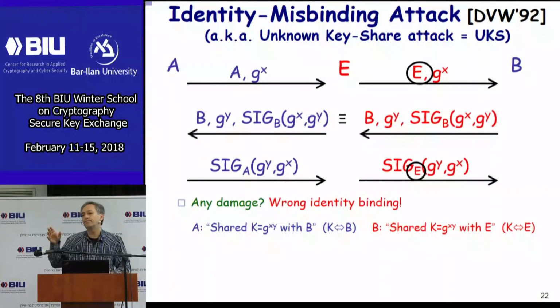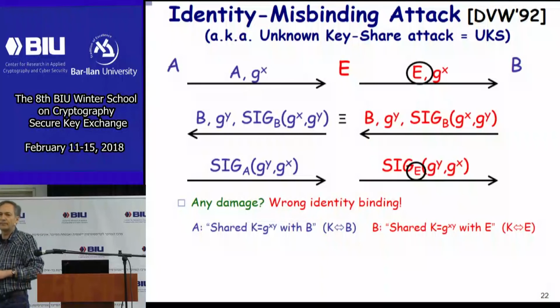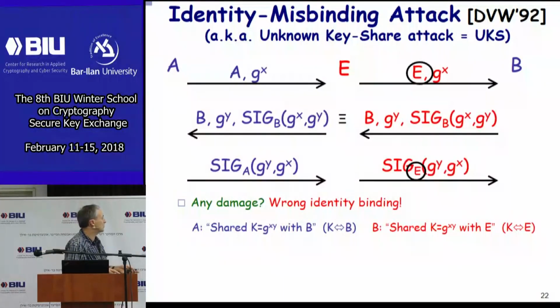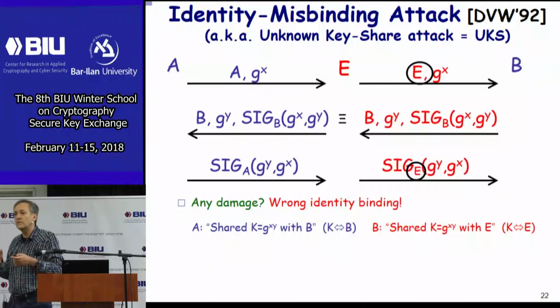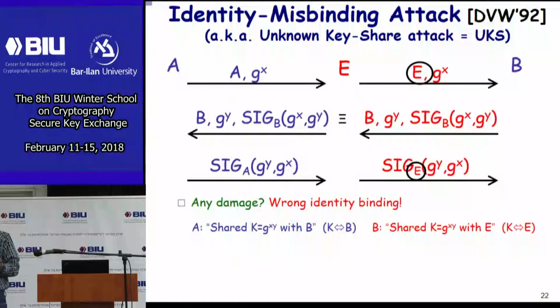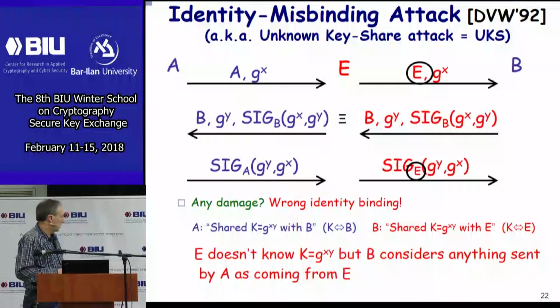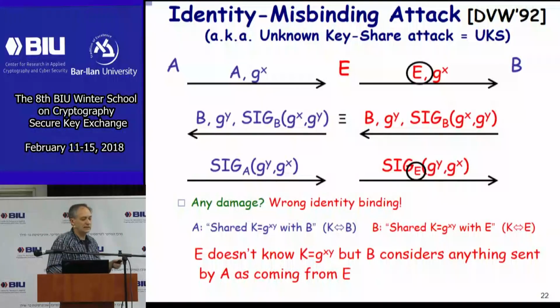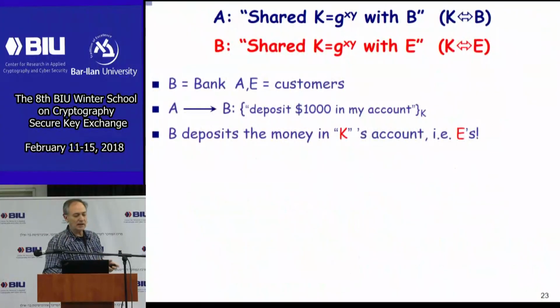Is this a problem? Does Eve know the key? Eve does not know the key because the X was chosen by Alice and the Y was chosen by Bob. So Eve doesn't know the key, she cannot eavesdrop on the communication, she cannot change the information. However, at least this consistency was broken. Okay, so E doesn't know G to the XY, but B considers anything sent by A as coming from E. So let's see an example.